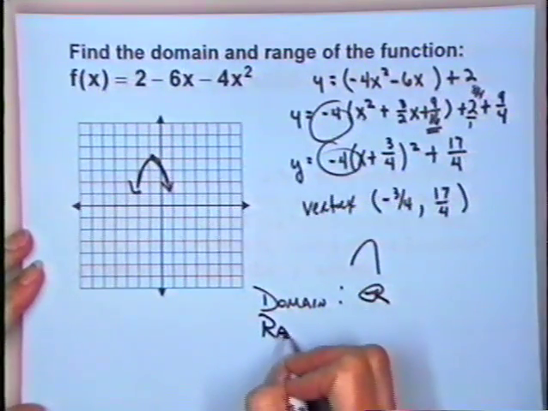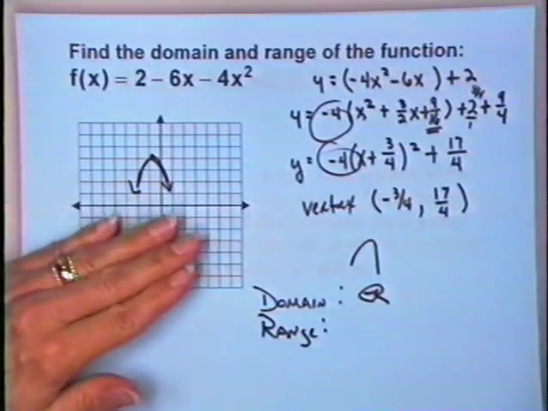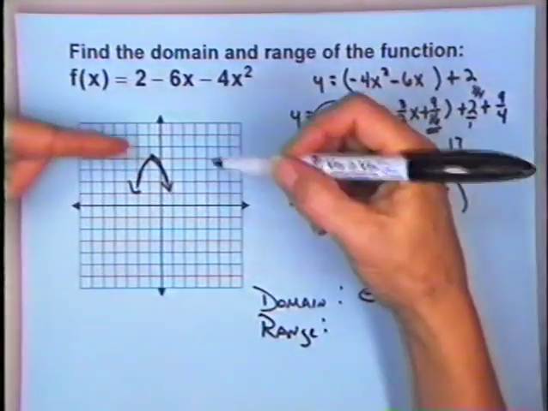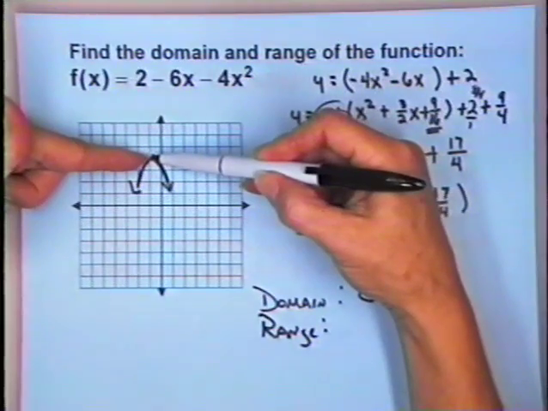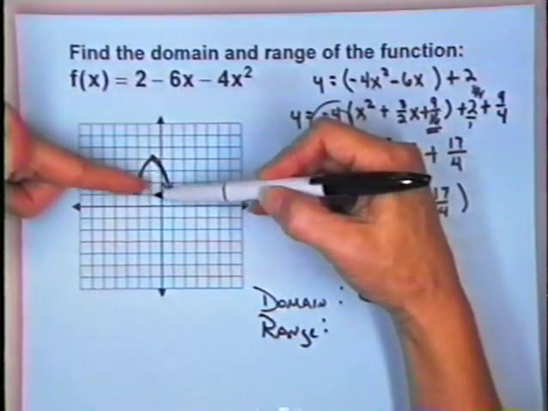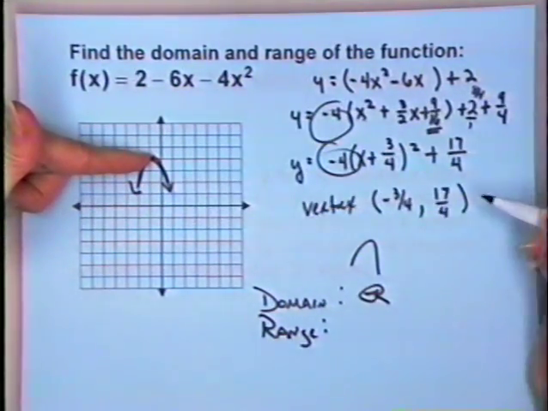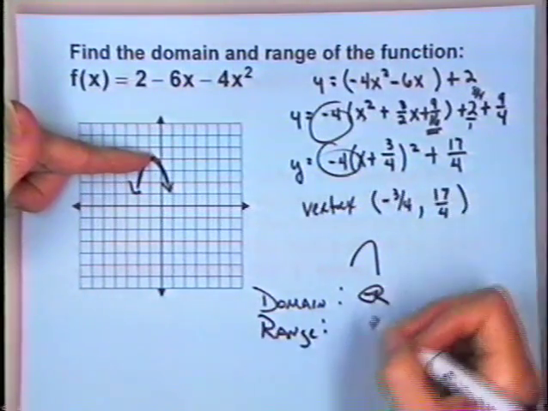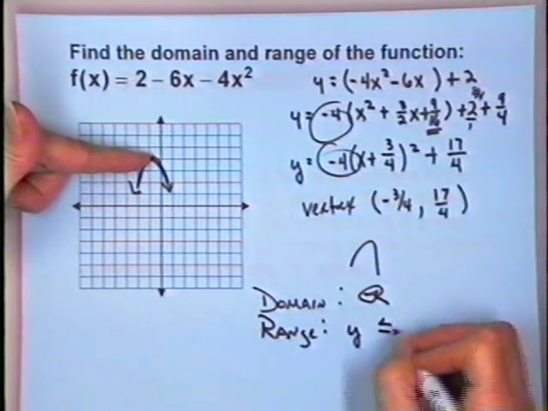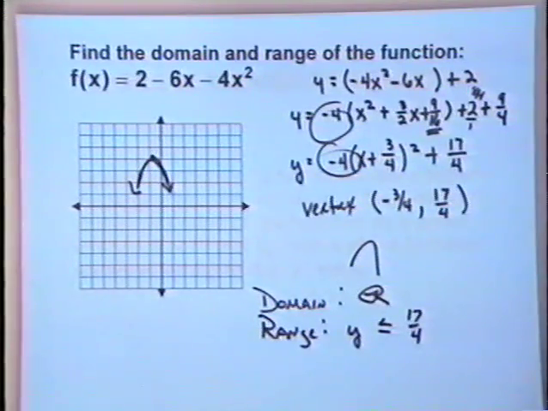But notice, this is the reason I wanted the graph. What about my range? Look at your graph. Range is y values. My y values are never larger than where this vertex point is. All my y values will be below that point, won't they? What was the y value at that vertex? It was 17/4. So I know my y values will be less than or equal to 17/4. And I can know that range exactly because of the vertex of my parabola.